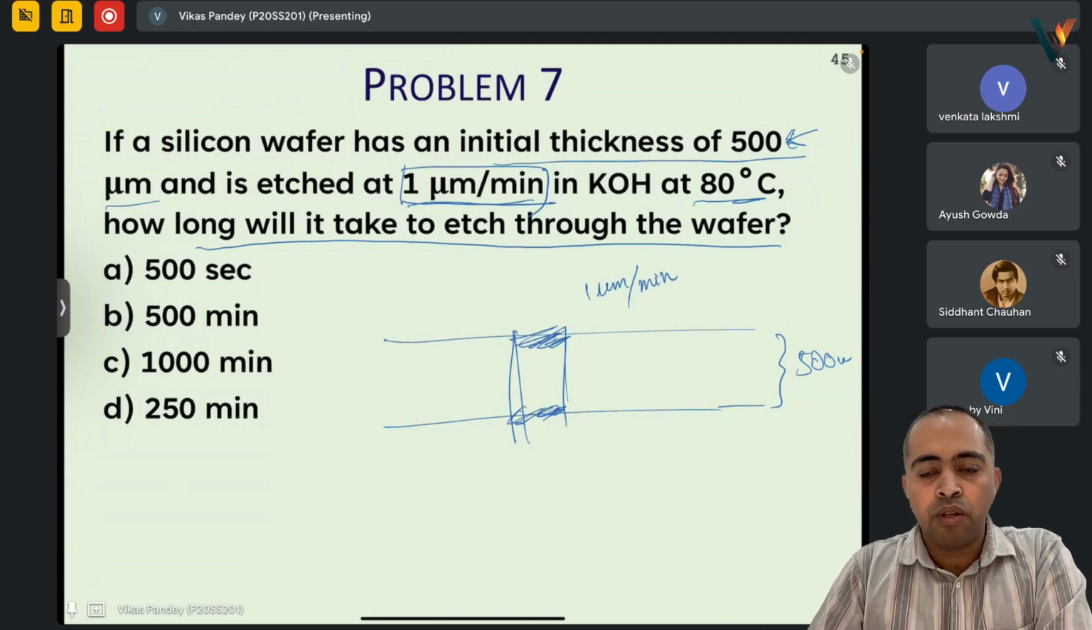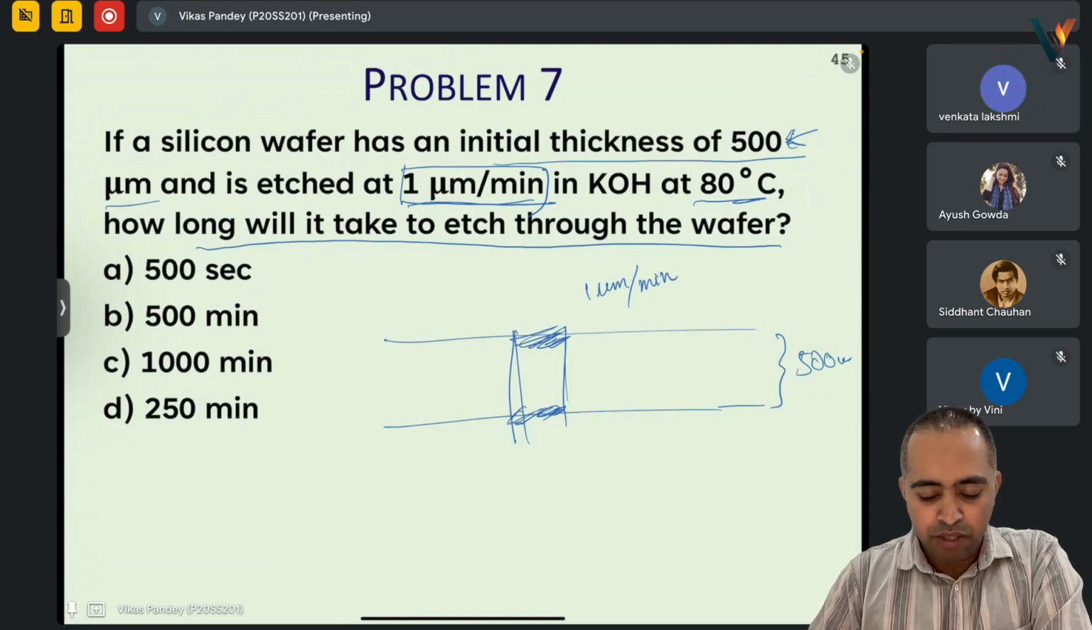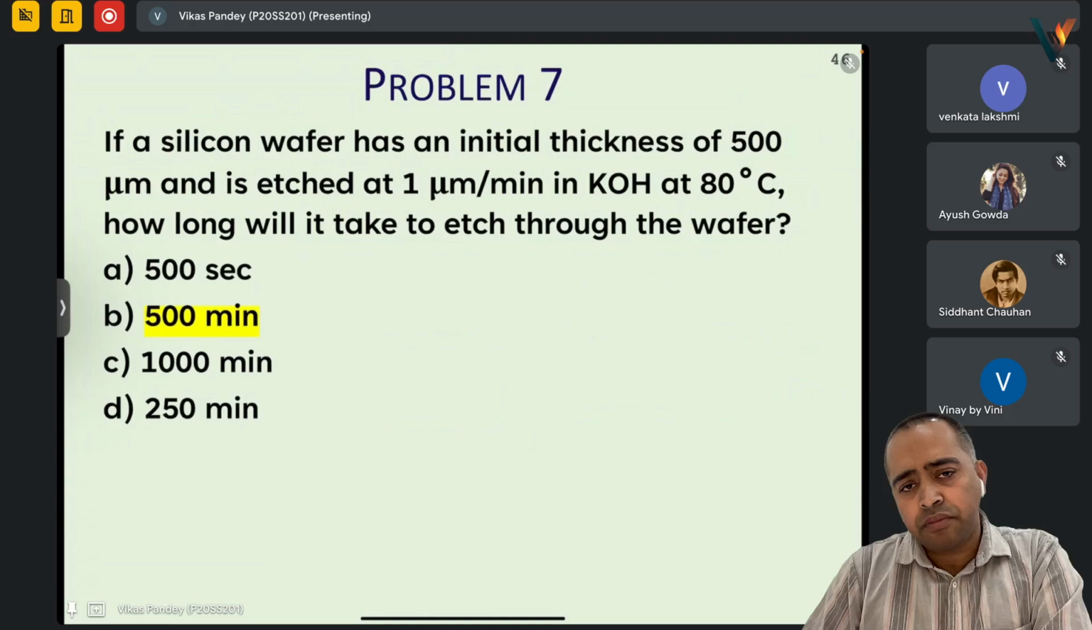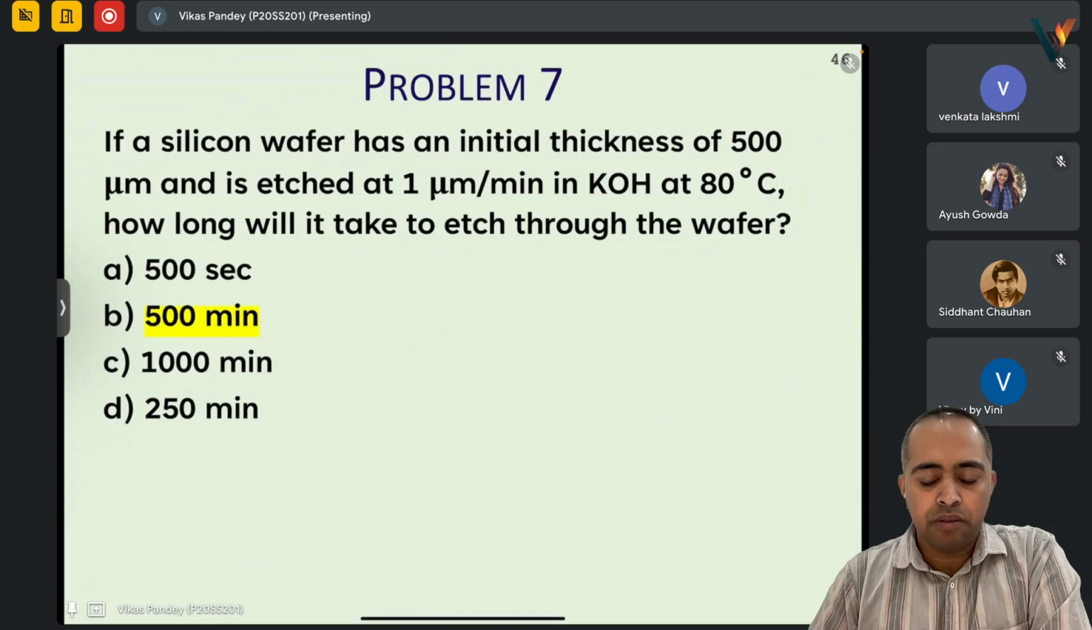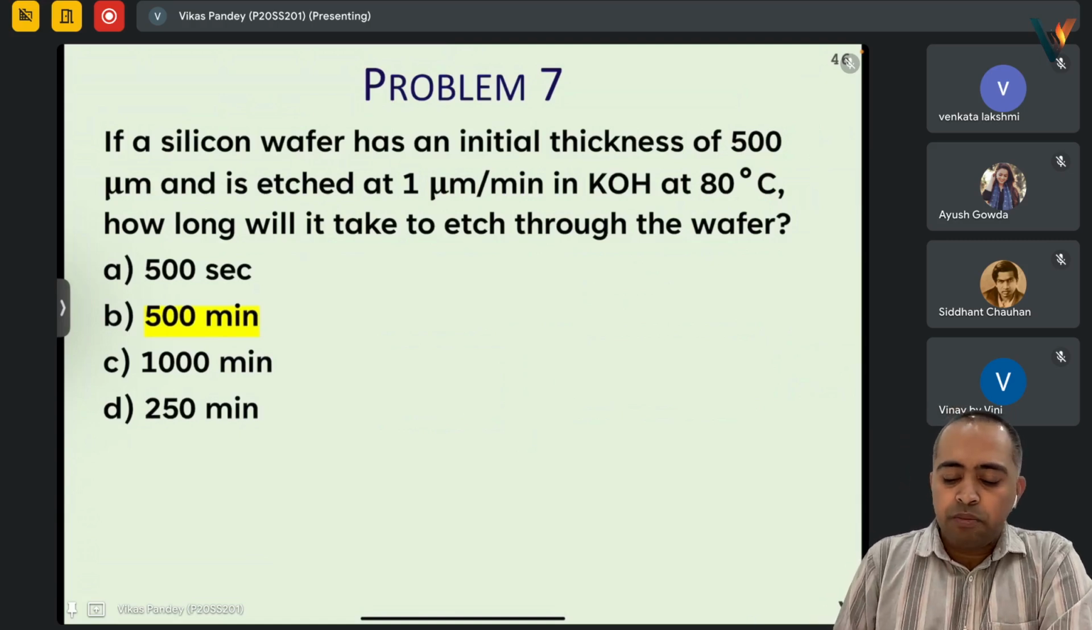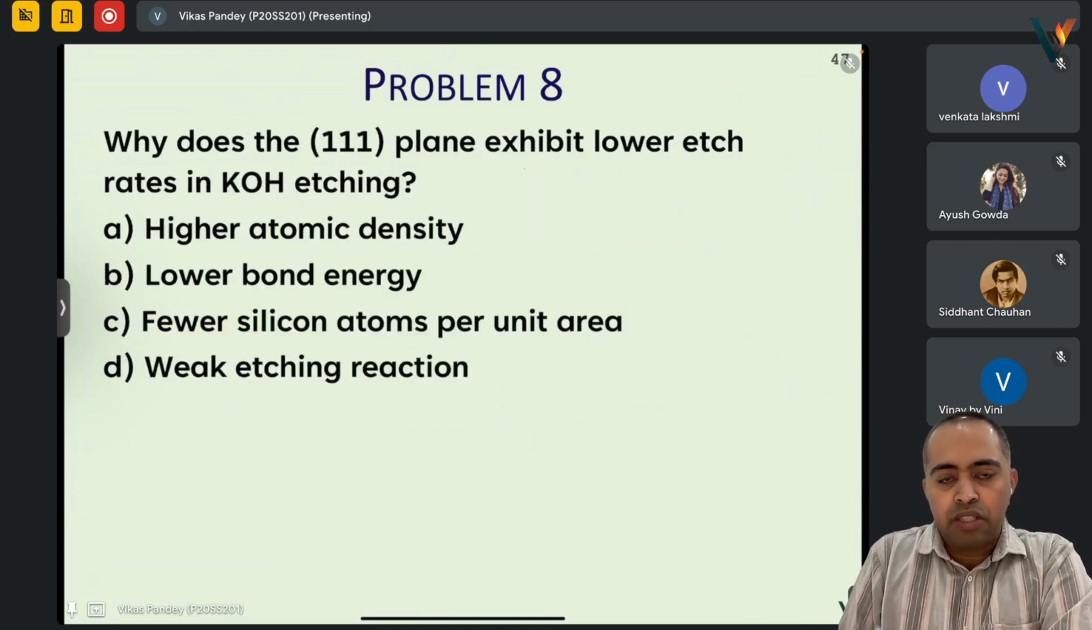So what will be the etch rate? What will be the time to etch it out? 500 minutes, sir. Yeah, 500 minutes. Okay, since it is removing 1 micrometer per minute, it will take a total of 500 minutes to remove 500 micrometer. Why does the 111 plane exhibit lower etch rate in KOH etching?